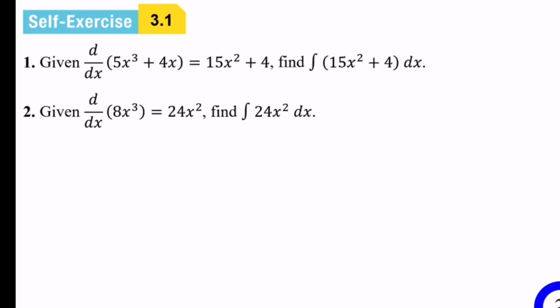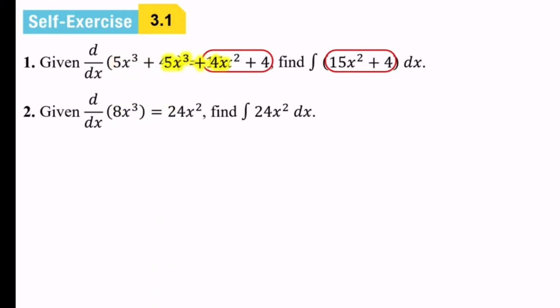Exercise 3.1. Given that the derivative of 5x cubed plus 4x is equal to 15x squared plus 4, find the integral of 15x squared plus 4 dx. It's quite simple, because the answer was given. Number 2: the derivative of 8x cubed is equal to 24x squared. Find the integral of 24x squared dx. It is also quite simple because it's a direct question. So let's see how to solve.